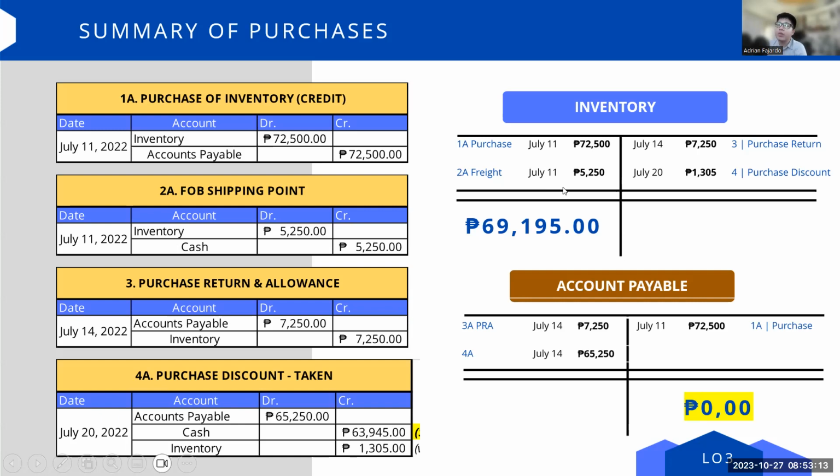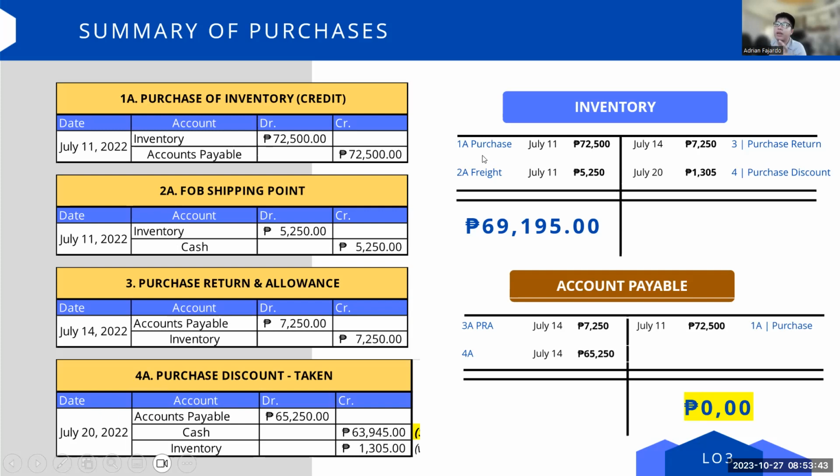So 2 things I want you to be a master at. If ever, kunwari, binigay sa inyo yung ending balance, tapos hindi sinabi yung magkano yung PRA or PD, I want you to be a master of the T accounts for inventory. So inventory, ang nagpapataas sa inventory ay purchase and freight. Ang nagpapababa dun sa value ng inventory is purchase return and purchase discount. So that's one thing you have to master. So important yung slide na to.